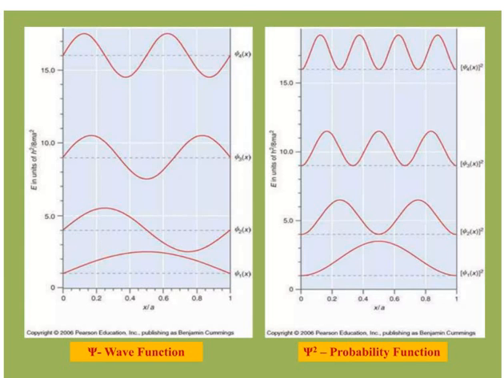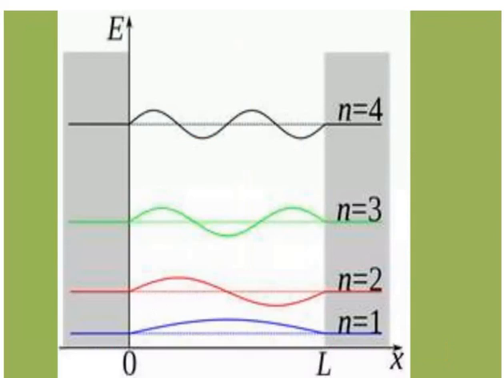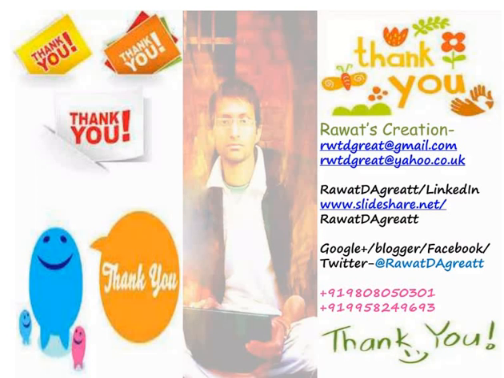So you can see wave functions and probability functions. You can see the boundary condition in the x direction 0 to L. So n is equal to 1, n is equal to 2, n is equal to 3, n is equal to 4. Now you count the nodes.